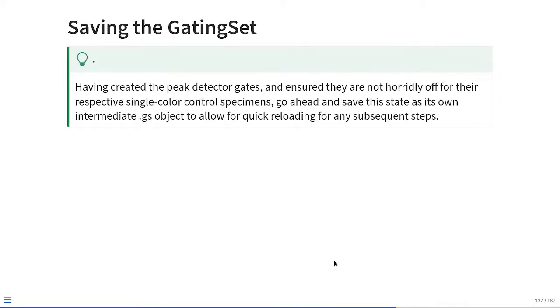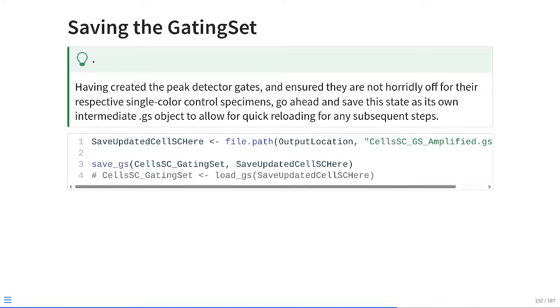And then at that point, after we have gone through all the process of creating all these peak detector gates and adjusting them all to match what they're supposed to be, it'd be horrid if we had a computer crash or something. So let's go ahead and save it as its own intermediate gating set object so that we have all these able to be reloaded in the future if we need them to. So once again, it's going to be via the saveGS function, kind of similar to what we've seen for multiple rounds at this point.